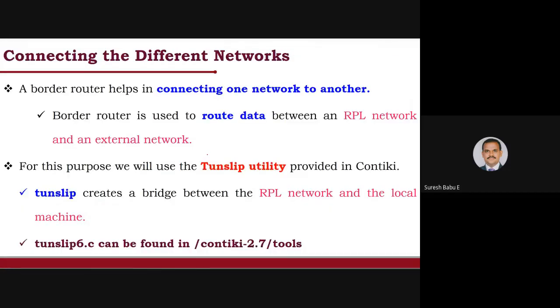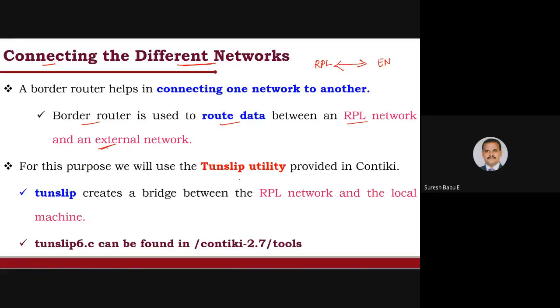So in order to connect different networks, in our case, what are the different networks? The RPL network is one network, and the external network is another network. Now I want to connect these 2 networks. The border router is used to route the data between the RPL network and the external network.